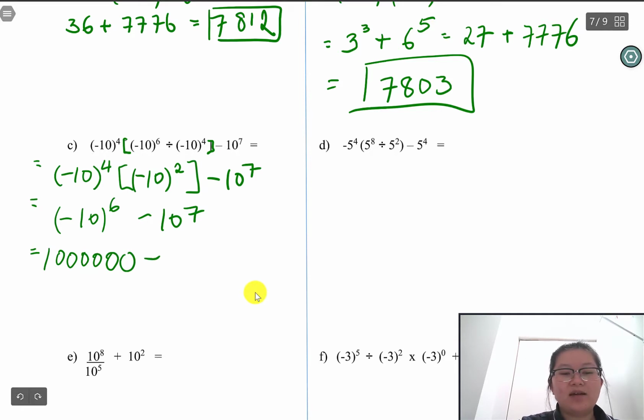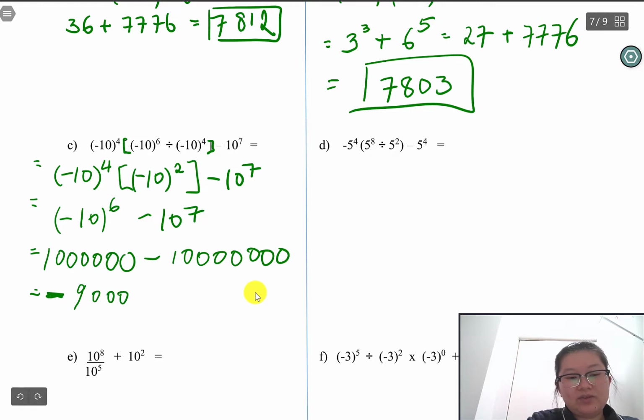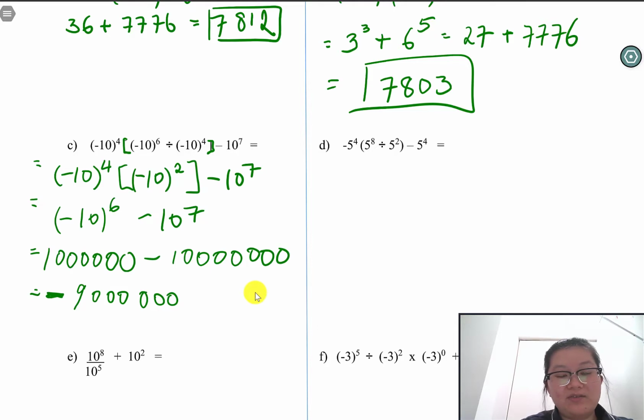And then we're going to subtract. This is 10 with 7 zeros. 1, 2, 3, 4, 5, 6, 7. And this is going to give us a very ugly number. Well, it's definitely going to be negative, since we're subtracting a bigger number than the first one. And that is going to give us negative 9 with 6 zeros. Okay? So if I took negative 9 million, and I subtracted the 1 million over here, I get negative 10 million.